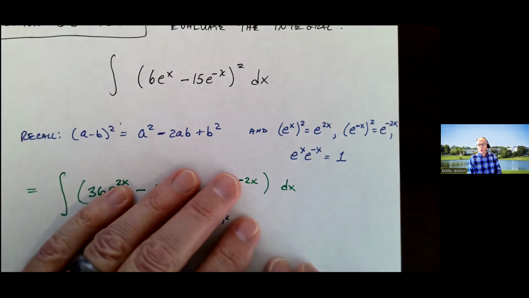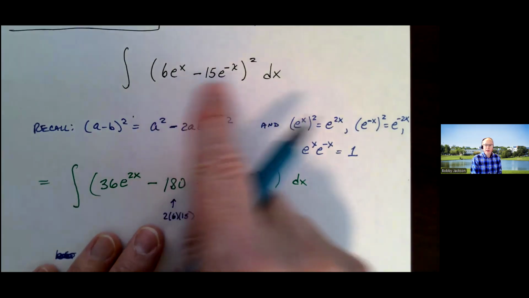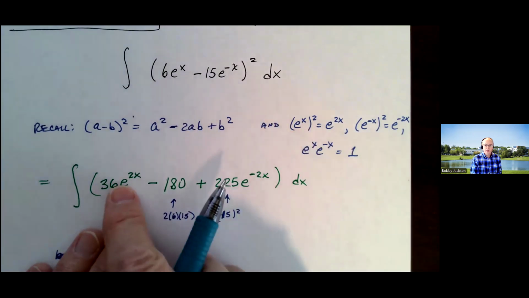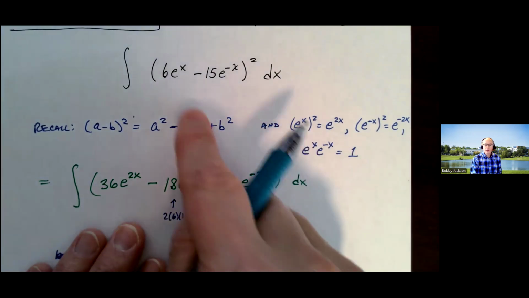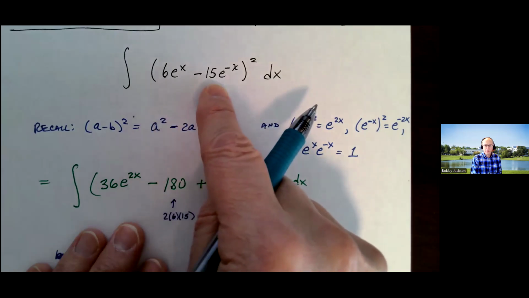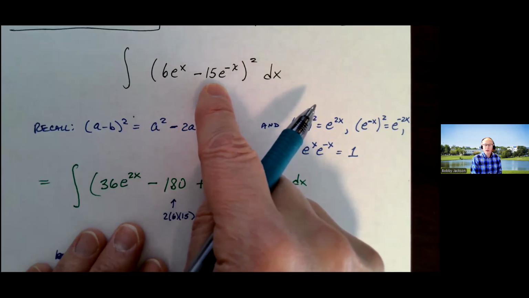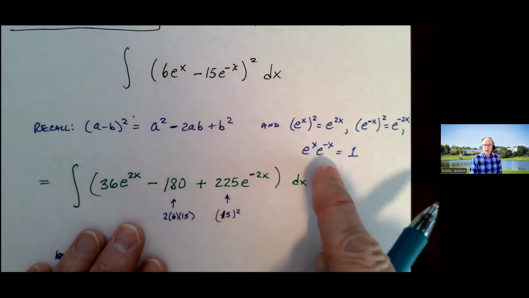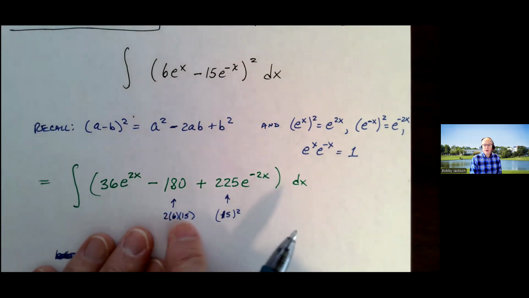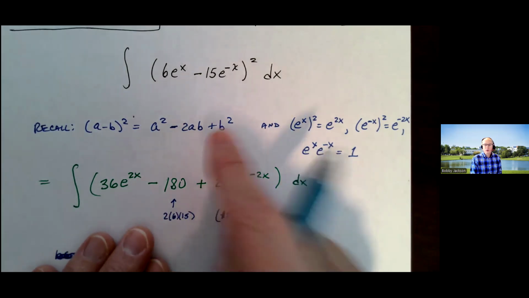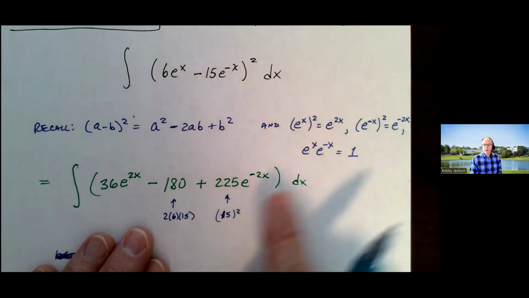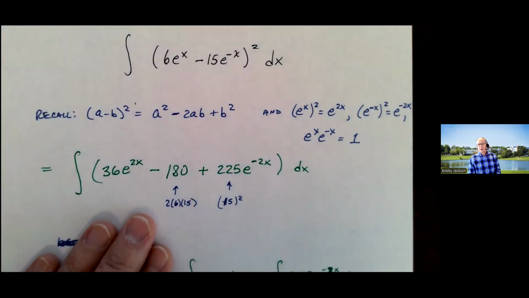So it's clearly 1. And so when I square this out, I'll get the a squared, which will be 6 times 6, 36. E to the x squared is e to the 2x. And then minus 2ab. Well, a is this and b is this. So 6 times 15 is 90 times 2 will give me 180. And then the e to the x times e to the negative x, remember, is just 1. So I'm just going to get negative 180 there. And then the b squared would be the 15 squared, and e to the negative x squared is e to the negative 2x. I hope that makes sense, that algebra.